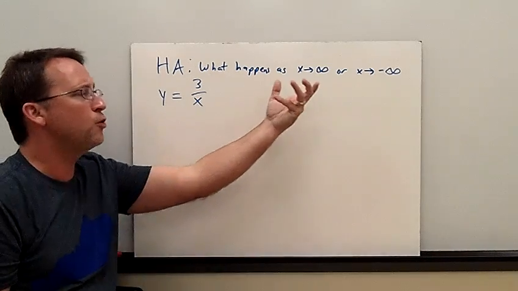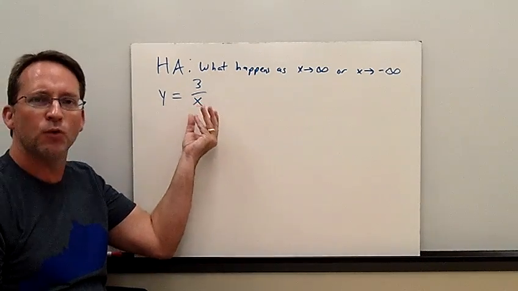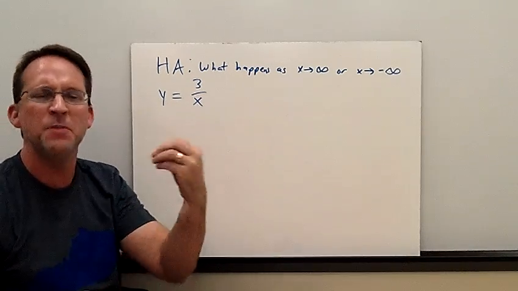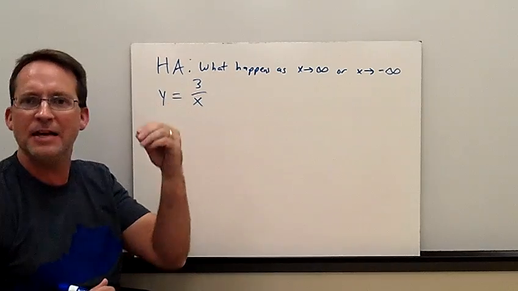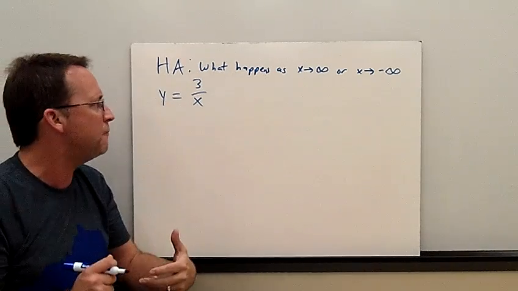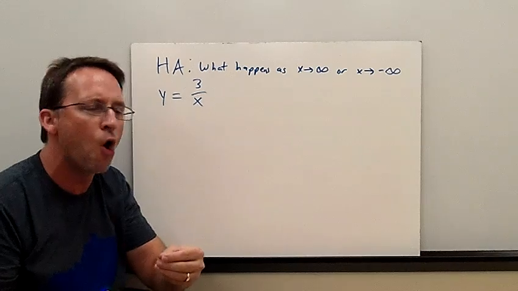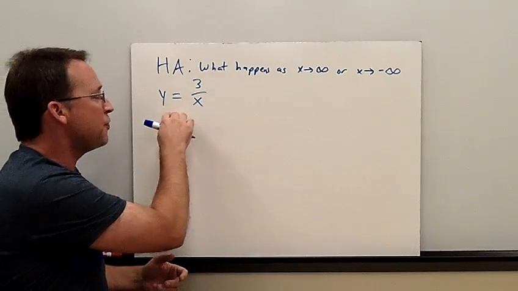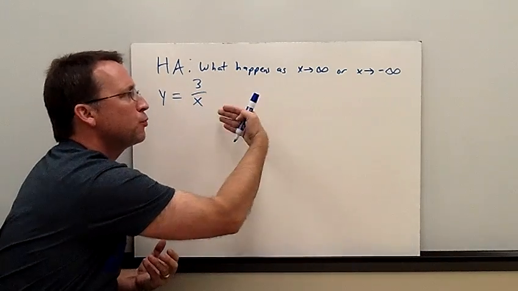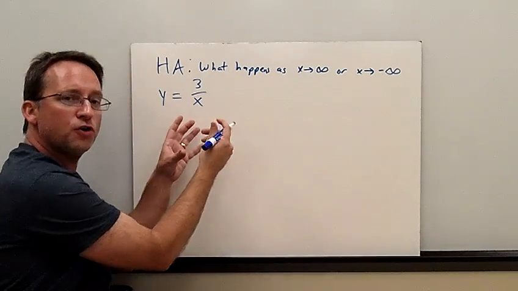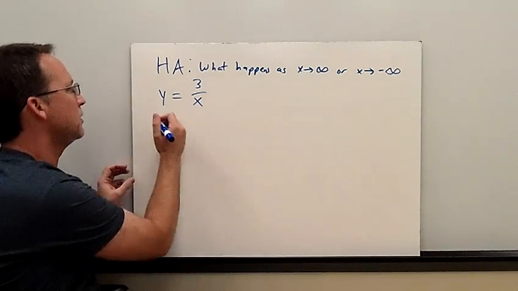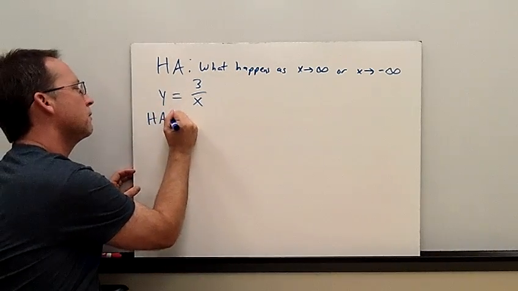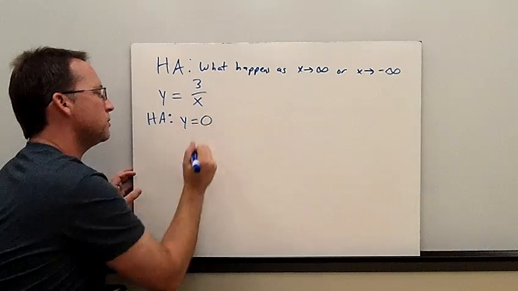If we made x approach infinity here, if we made x get really, really big, so think about putting 1,000,000 in for x or 1,000,000,000 in for x, well, that y value would be 3 divided by 1,000,000, 3 divided by 1,000,000,000. That'd be really, really small. So the bigger we make x here, as x approaches infinity, this function will approach 0. The y values will approach 0. So the horizontal asymptote here would be y equals 0.